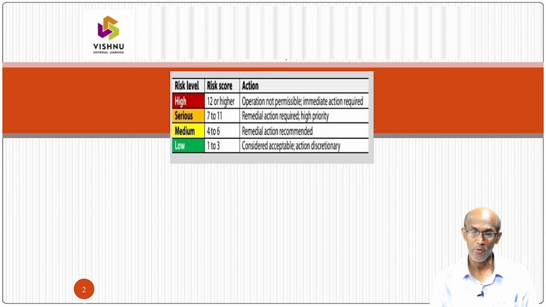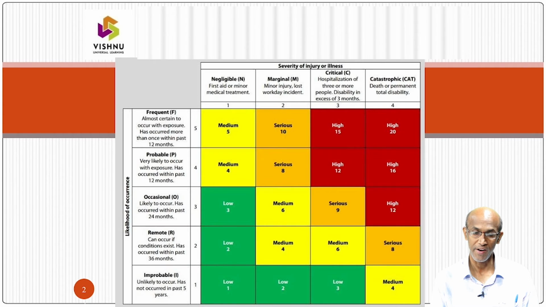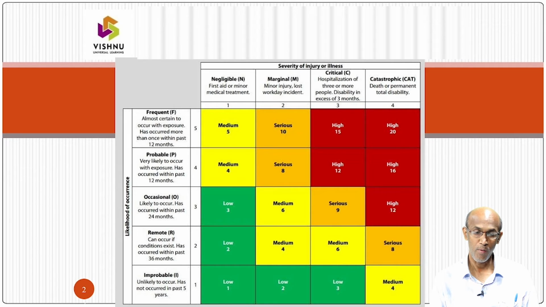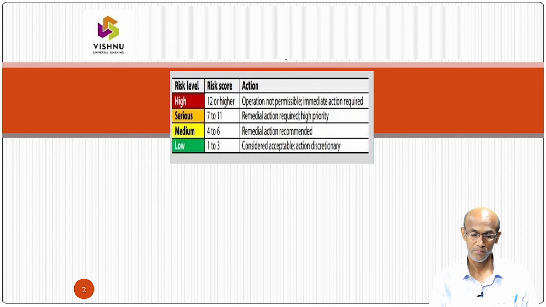Similarly, medium, 4 to 6, remedial action is recommended. For example, likelihood is remote and the severity is marginal or critical, medium, that is 4 or 6. Remedial action is recommended. Low, 1 to 3, considered acceptable, action discretionary. For example, improbable and negligible, 1. Similarly, improbable and critical, that is low, 3 points.